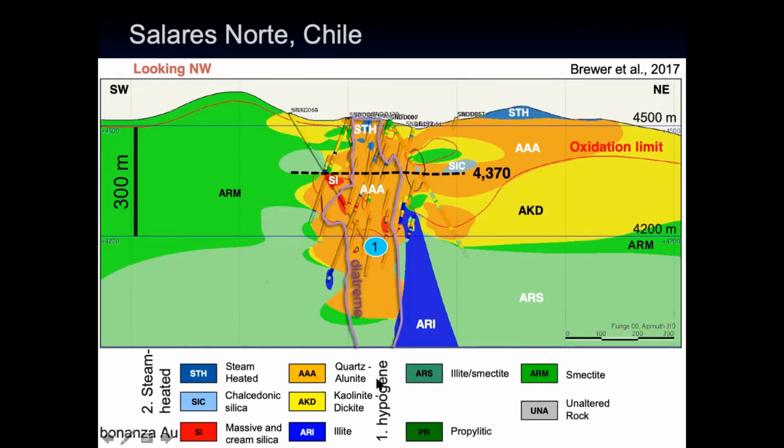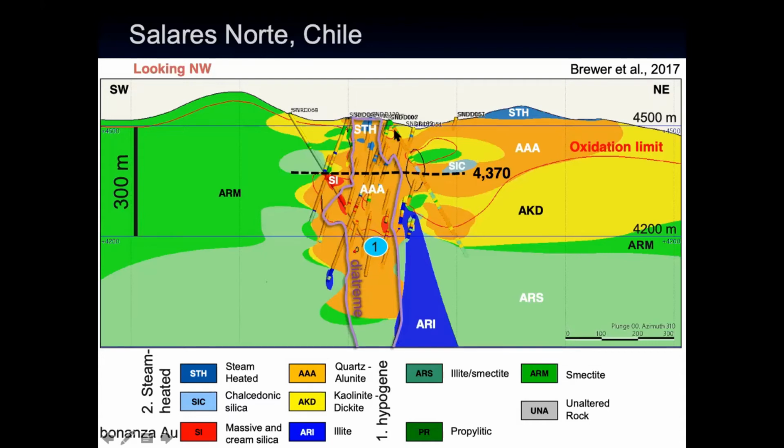There are three styles of alteration here. One is hypogene: quartz-alunite and residual quartz, quartz-alunite formed at high temperatures, associated with this diatreme right through here, that breaks through to the present-day surface.